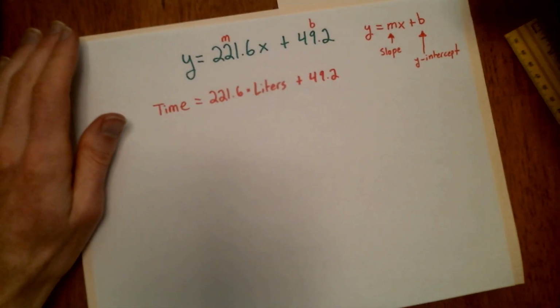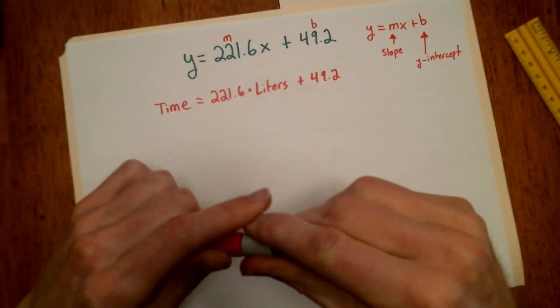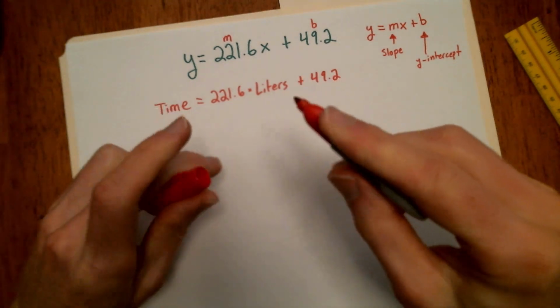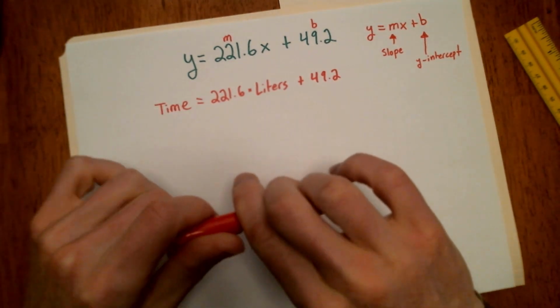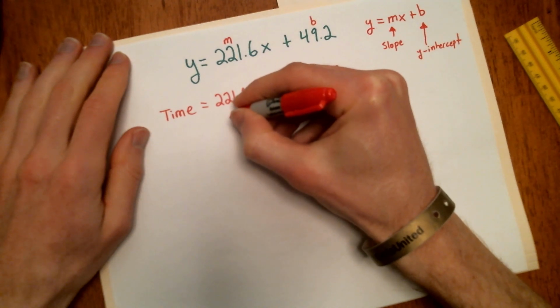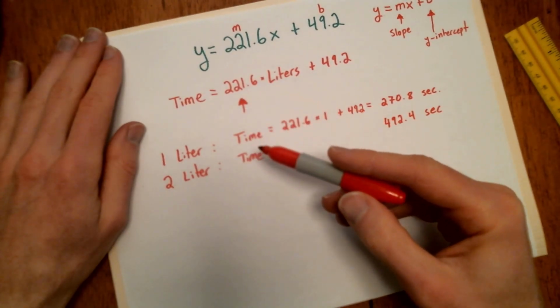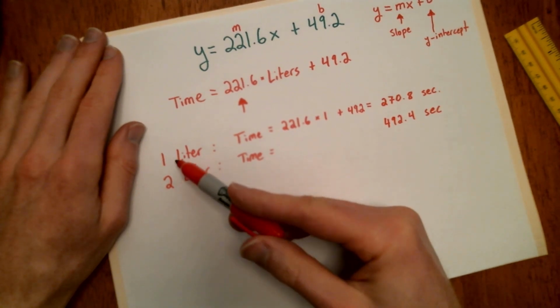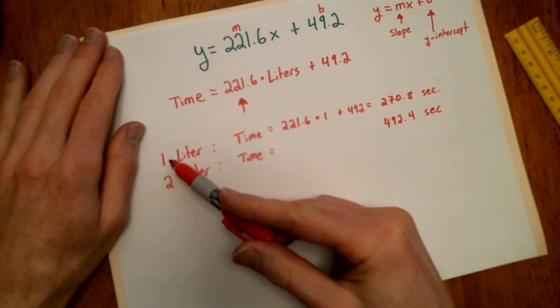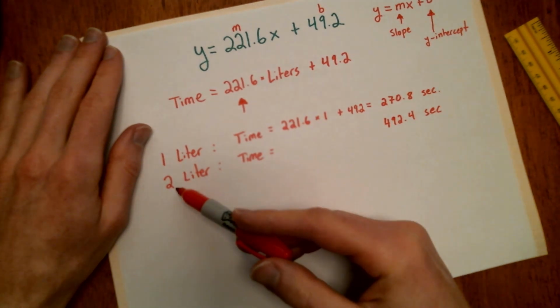So what do these numbers actually tell me? They're not just stupid numbers that exist to torment us. No, they have meanings. They have meanings. This number here, for instance, has a very important meaning. All right, I'm going to interpret this for us. And the way I'm going to do that is take a look at what this equation would tell me it would take in terms of time to boil 1 liter versus 2 liters.